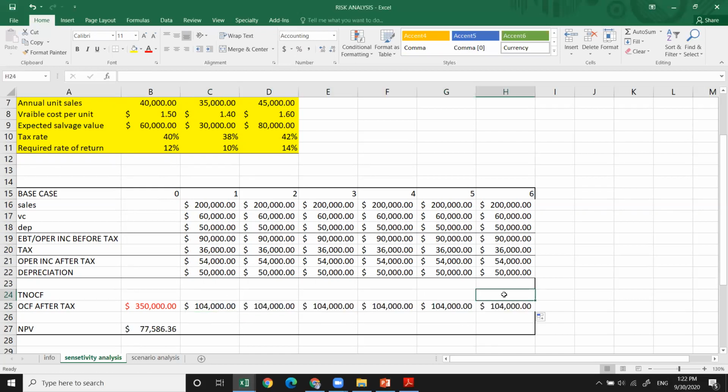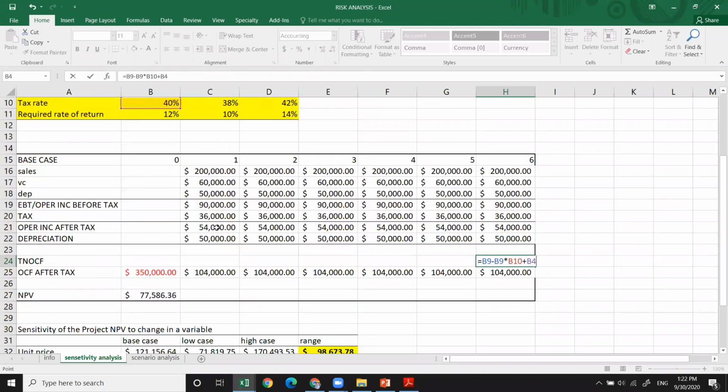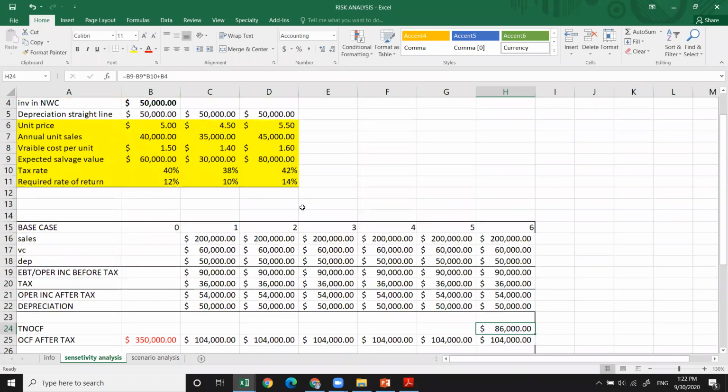And my total non-operating cash flow is the salvage value, which is 60, minus 60 times the tax rate, and plus change in net working capital, which is this 50,000, which is 86. So my salvage value is this.